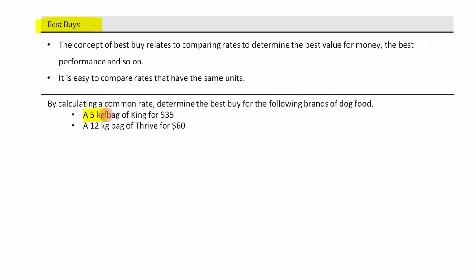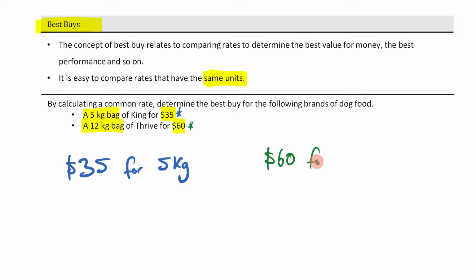So you could buy a 5 kilo bag of King for $35, and obviously King is just a brand of dog food, or you could buy a 12 kilo bag for $60. Now you need to figure out what's better value for money. In order to do this, you have to have them in the same units. So for this one right here, this is $35 for 5 kilos. And then over here for this one, we have $60 for 12 kilos.